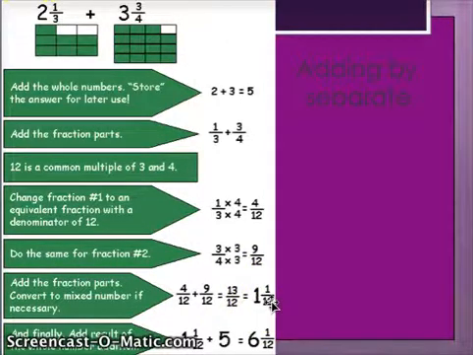Now remember, we already stored our whole number away and it was a 5. Well, now I have a 1. So I need to add 5 plus 1, which is 6, and my 1/12 just stays the same.